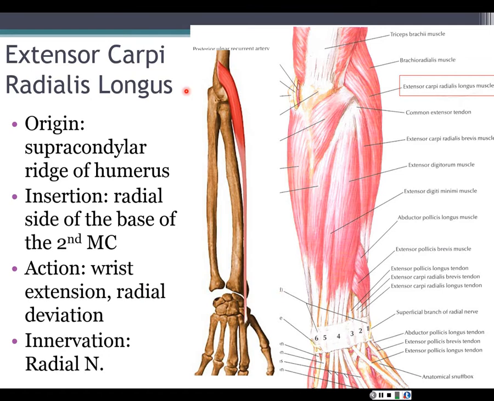So then we're looking at the extensor carpi radialis longus. This one's going to be a little bit longer than the brevis. So your extensor carpi radialis longus is going to start up higher on the supracondylar ridge than the brevis is going to. It's going to go all the way down the radius, and this is the posterior side, so it's going to insert on the dorsal surface of the hand at the base of the second metacarpal. So it's going to shoot straight down. Based on where it's located, it will obviously do wrist extension, but it will also help with radial deviation.